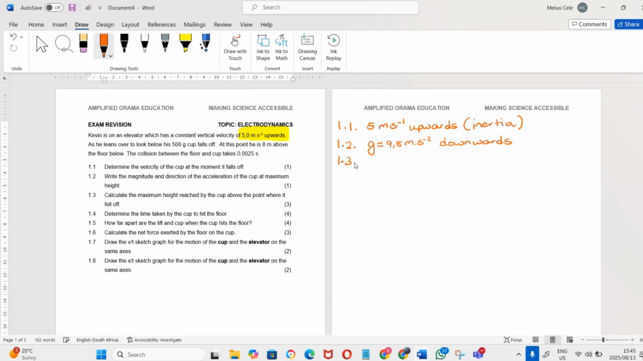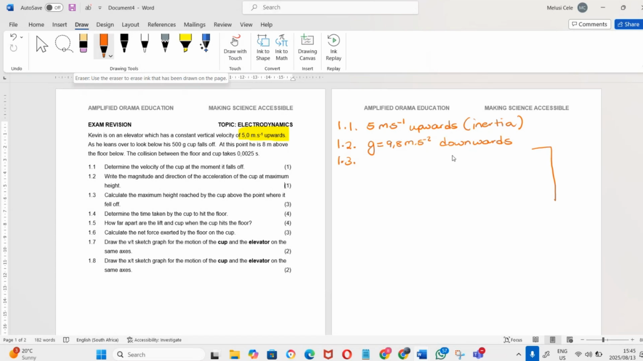1.3 says calculate the maximum height reached by the cup above the point where it fell off. Okay. So I would like to draw the scenario here before I actually continue with this question.